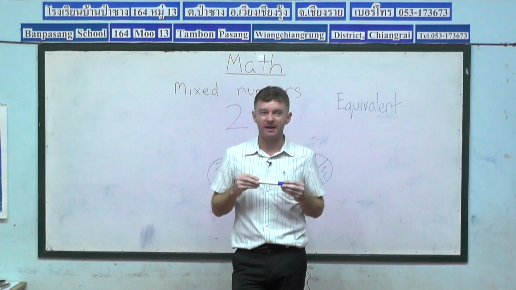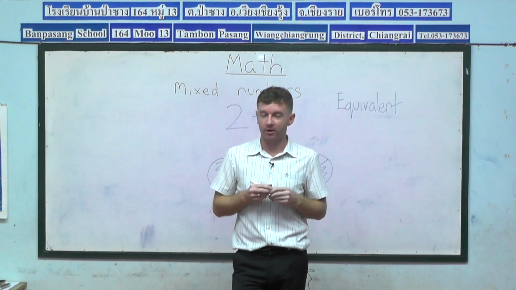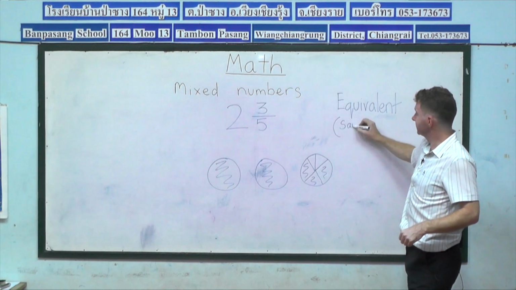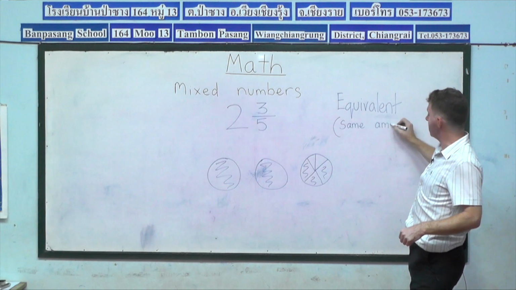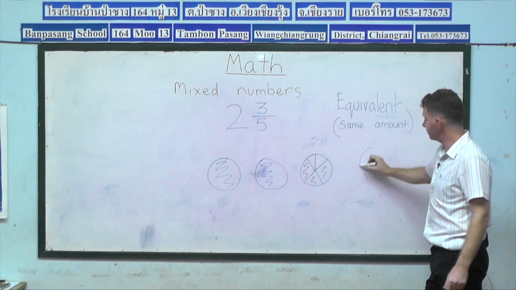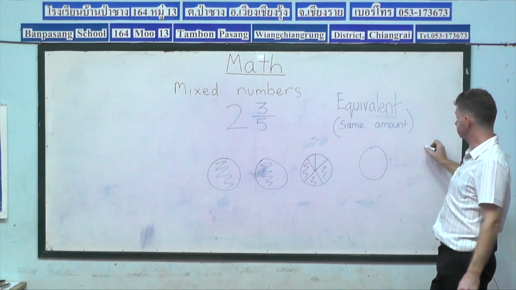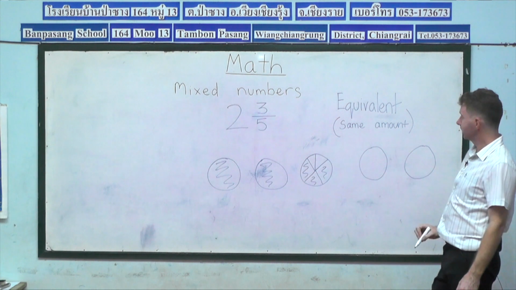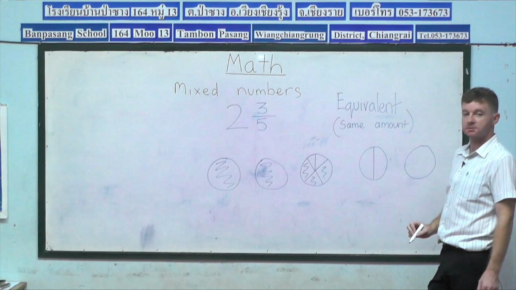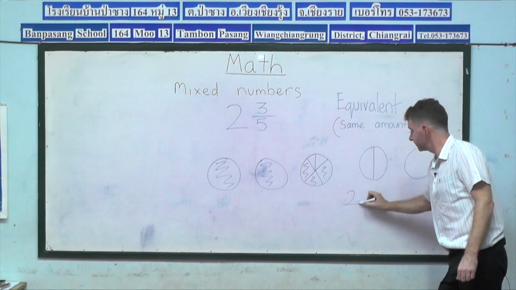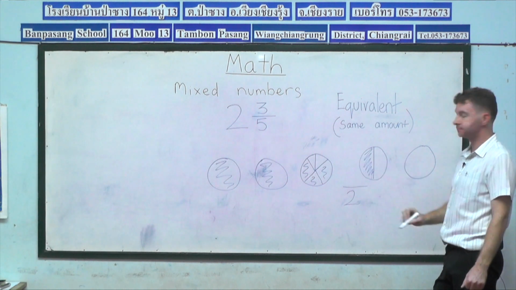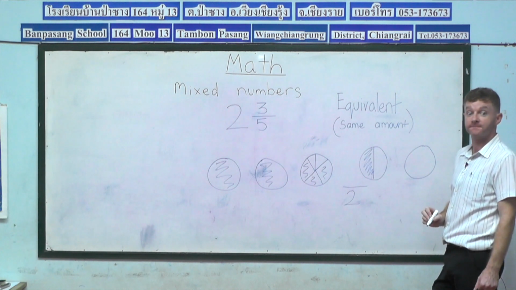Now, does anybody know what the word equivalent means? Any guesses? Equivalent. It's a strange word, and I'll tell you what it means. Same amount. Okay, for example, if I have 2 circles here, now let's say the first circle, how many parts? 2 parts. So that's our denominator. Now if I colour 1 part in blue, what's our numerator? 1.